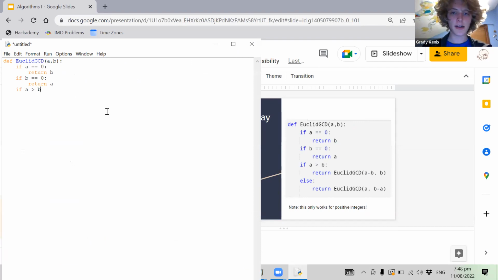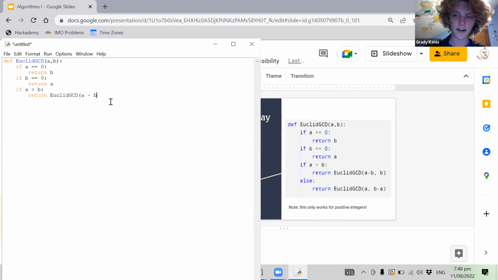A is bigger than B. So here, we want to make sure A is bigger than B. The reason why is because we're going to be taking B off of A, right? So we want to not have any negative numbers. In fact, if you try to put negative numbers into this thing, it will collapse. I even wrote that at the bottom. It only works for positive integers. It will just completely collapse if you try to put in negative numbers.